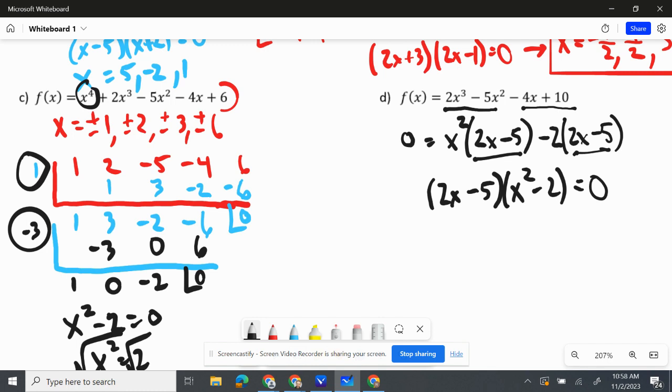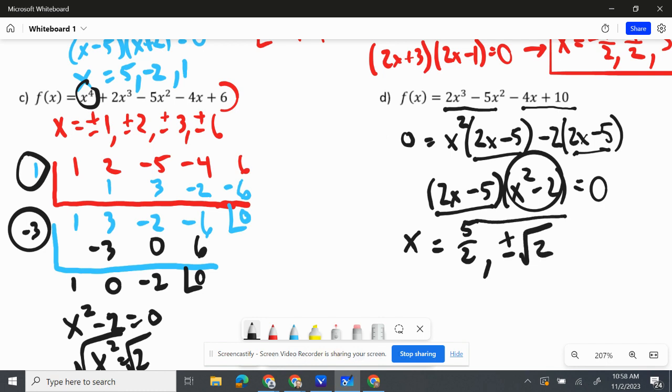We're going to set that equal to 0. So when we're finding our zeros, we have 5 halves from our first one. Notice the x squared minus 2, that's what we just solved in the previous one, so we know it's plus or minus square root of 2. And that gives us our answers. So sometimes factor by grouping can be a faster method.